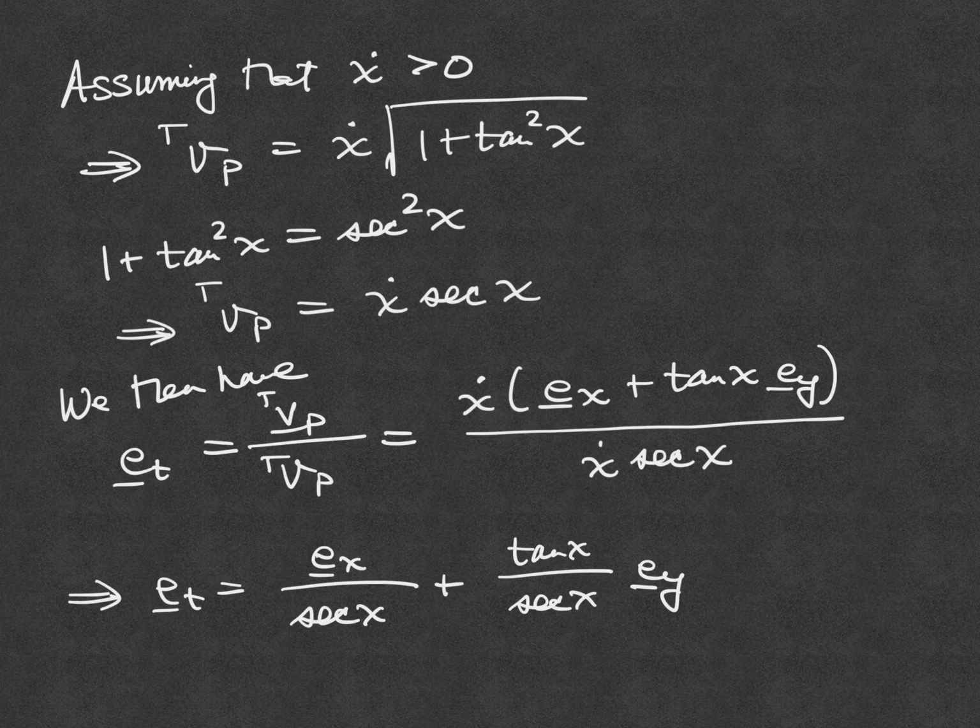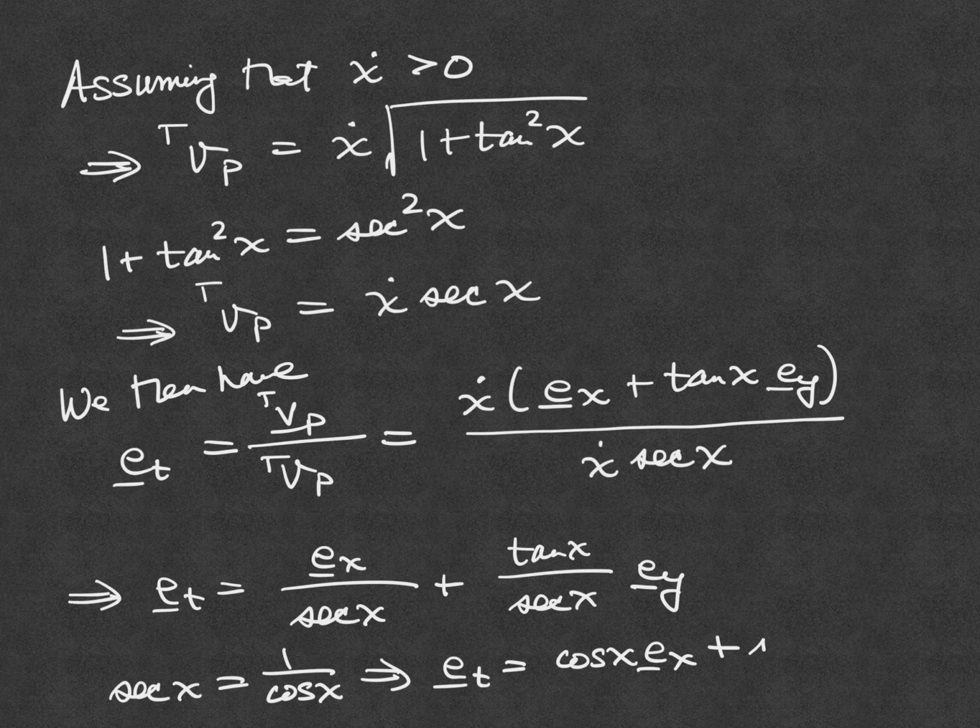Now, secant of x is equal to 1 over the cosine of x. So that means I can multiply the whole thing through by cosine of x in numerator and denominator, and I get that the tangent vector is equal to cosine of x, EX, plus, now I've got cosine times tangent, but tangent is sine over cosine, so the cosines cancel out, and we wind up with sine of x, EY. So there's the tangent vector: cosine x EX plus sine x EY.